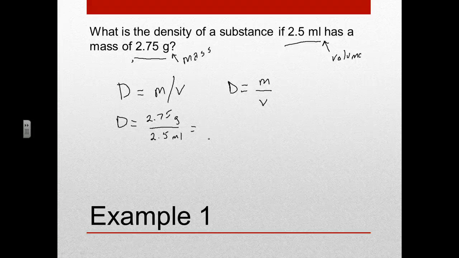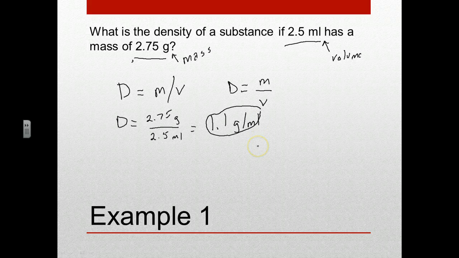In your calculator, put 2.75 divided by 2.5, and that gives you an answer of 1.1. And your unit is going to be a combination. It's going to be derived, is what we call it. It's going to be grams divided by milliliters. It's always important to include your unit. And that's your answer right there.